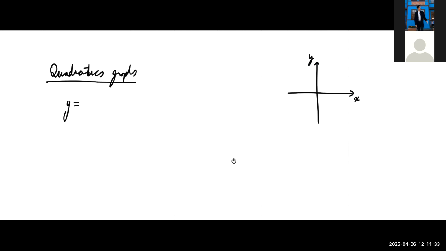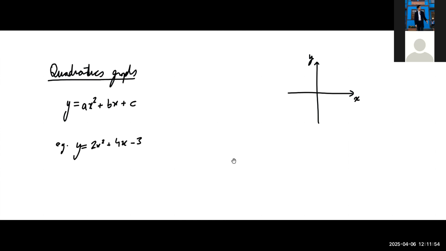What does a quadratic equation look like? In general, it looks like this, where a, b, and c are constant numbers. Okay, so for example, you have y equals 2x squared plus 4x minus 3, etc. This is a quadratic equation.